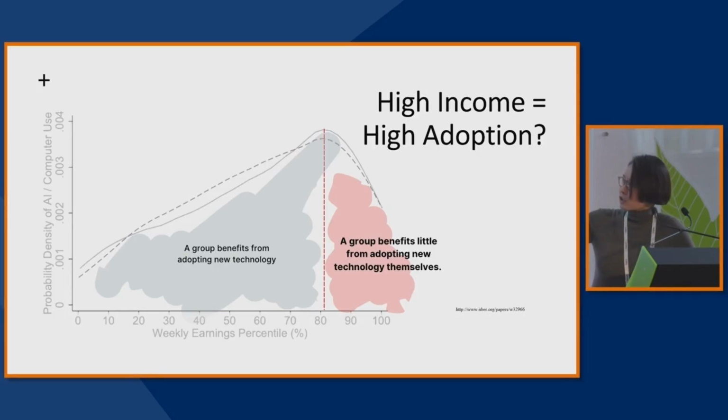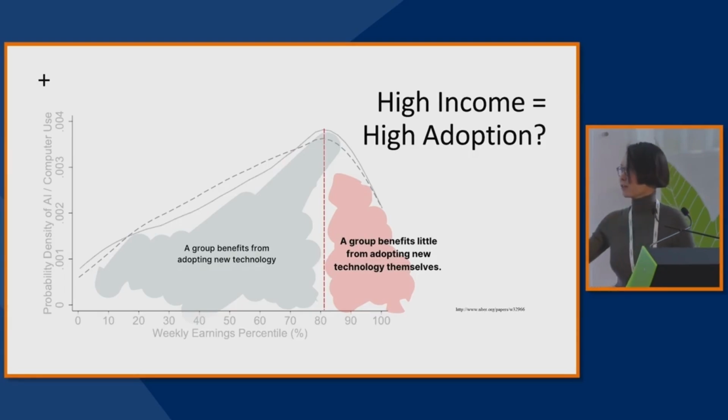So you see this slow ramp up, as in the higher the income group you're in, the more likely that you start using computers back in the 80s, or more likely that you start to use AI nowadays, until this 80 percentile line. And then you see this very steep drop. Let's talk about that 80 percentile first.